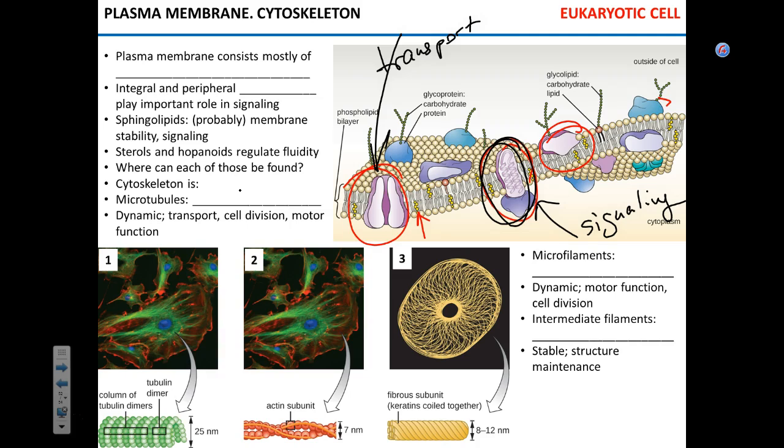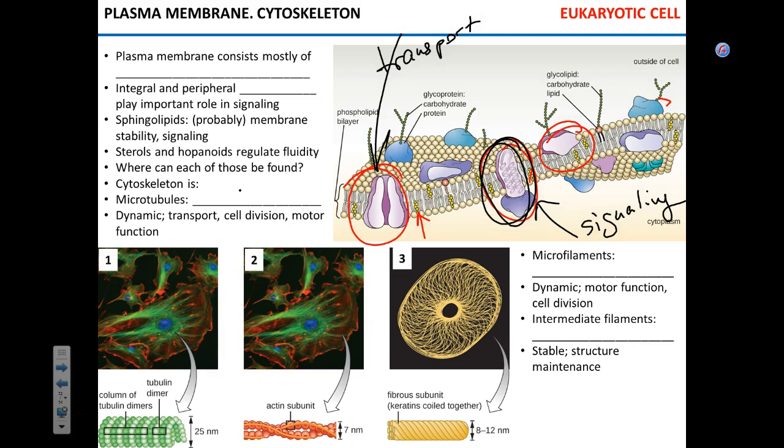But the point is, transmembrane proteins sense changes in the environment outside of the cell, and then signal those changes to the inside of the cell to produce some sort of a response. Got it? Okay? That makes sense?